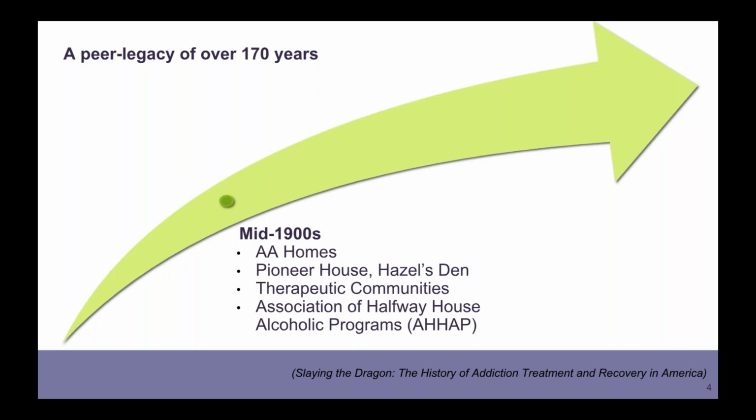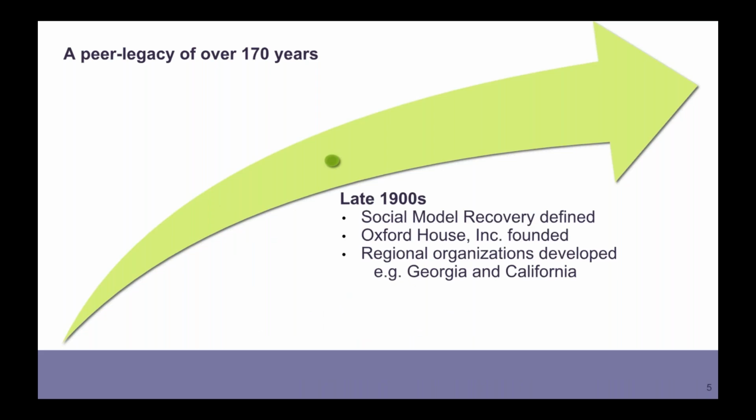Also in the mid-1900s, we see therapeutic communities emerge, and they continued to evolve into different models over the decades. And the mid-1900s also gave rise to what are called halfway houses. And the Association of Halfway House and Alcoholism Programs, or AHAP, was formed. I'll ask you to make a bookmark on AHAP because we're going to talk about them again in a couple of slides.